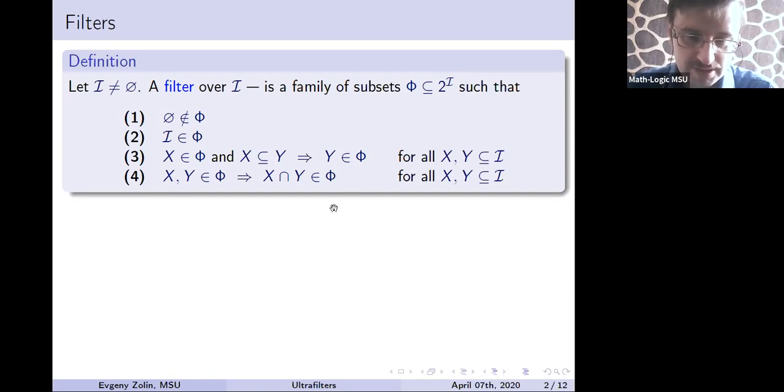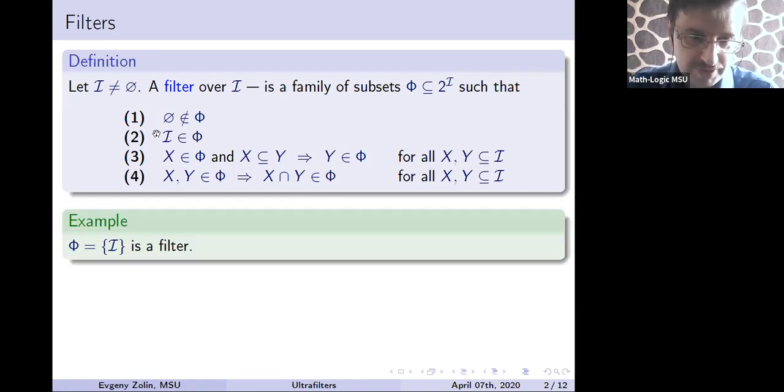So in some sense, the sets that constitute this phi can be considered as big sets. So the intuition is that they are big sets in some sense. And property 3 is explained as: if X is a big set and Y is bigger, then again, Y is a big set. And the intersection of two big sets is a big set again. Of course, if we simply take the set I as the only element of phi, then it is a filter. All properties are satisfied.